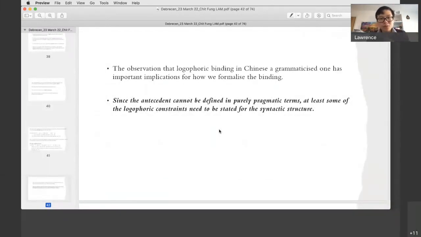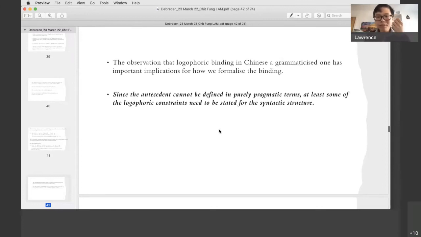So why do I talk about this? The observation that Chinese logophoric binding is a grammaticized one has some important implications for how we formalize binding. Since the antecedent can't be defined in purely pragmatic terms, when we characterize the logophoric constraints, at least some of these constraints have to be stated in a syntactic structure rather than a pragmatic or semantic structure. That's how I would consider it.